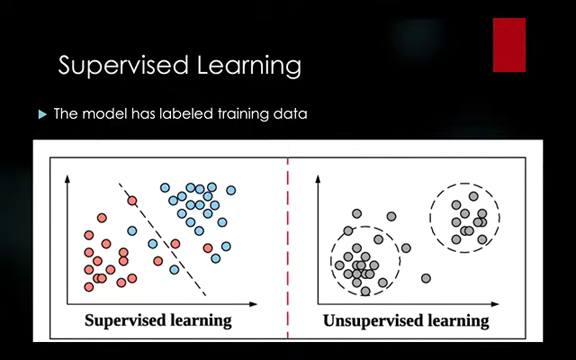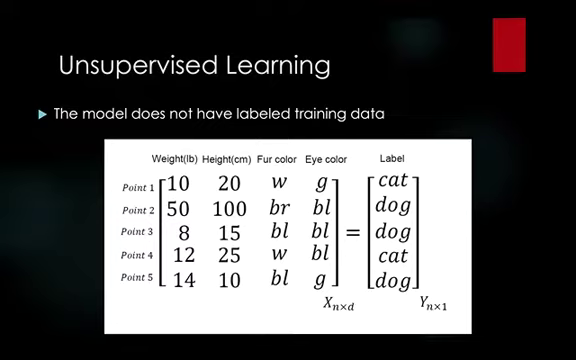When it comes to unsupervised learning, we have none of that information. So supervised learning has labeled training data, where unsupervised learning does not. Here's an example of what an actual data set would look like. We have a bunch of points, which are just entries or data points. And then we have our features, which are the weight, the height, the fur color, and the eye color.